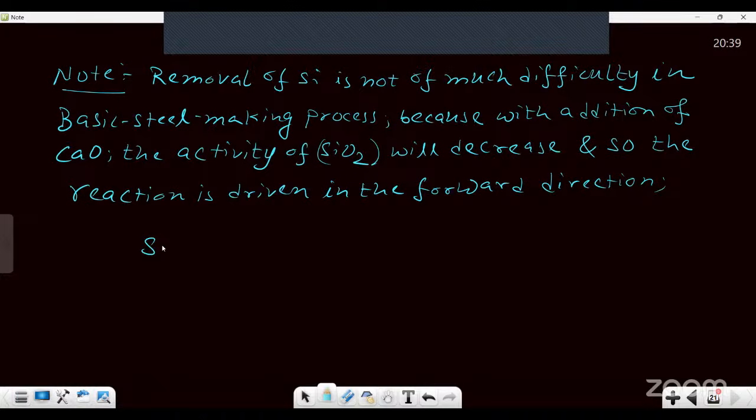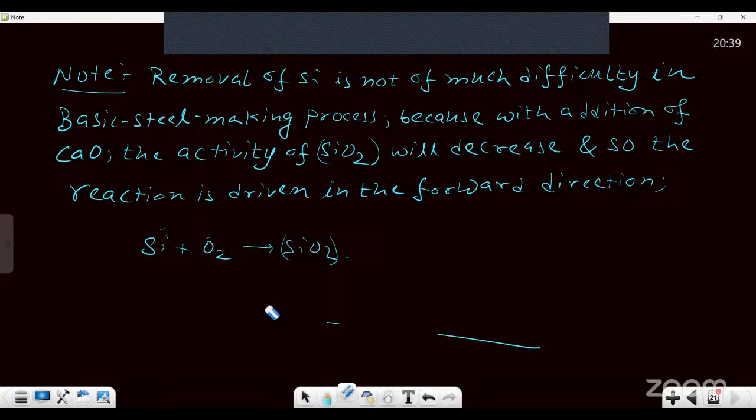We are talking about this reaction. It can be silicon plus FeO getting converted to Fe plus SiO2 also. Anything, this reaction, no problem. So this was about the silicon.